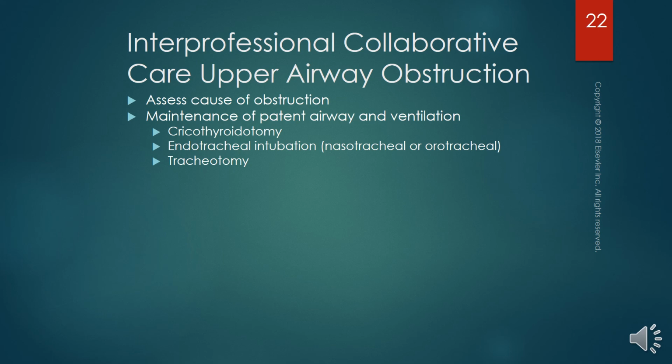So a cricothyroidotomy is just a really quick thing that you might do in the emergency room to establish an airway, and then move on to a tracheotomy or intubation, depending on which you can do according to what's wrong with the patient.